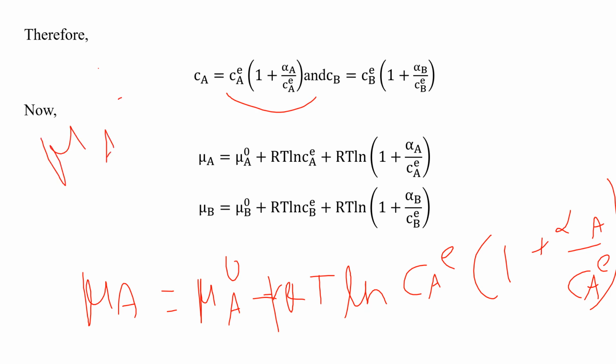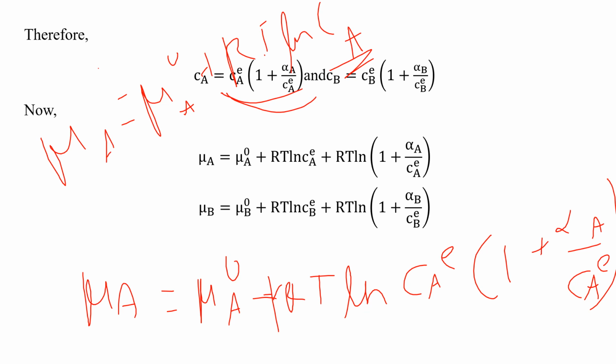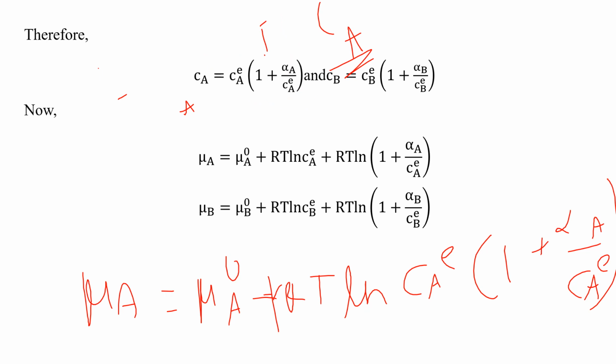Nu A is equal to nu A naught plus RT ln CA. So instead of CA we are substituting this term. Here you can see, there is a multiplication value. In ln the multiplication value can be written in the plus form. So we are splitting the CAE into 1 plus alpha A CAE as RT ln CAE plus RT ln 1 plus alpha A CAE.